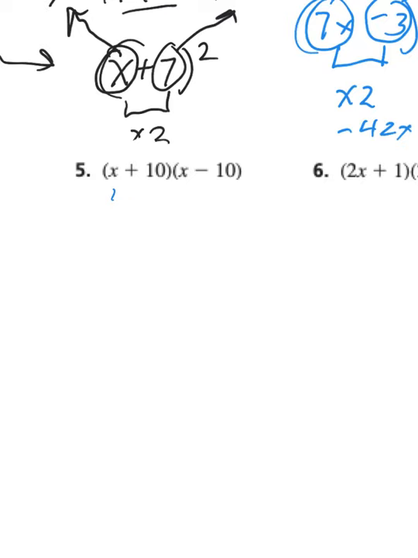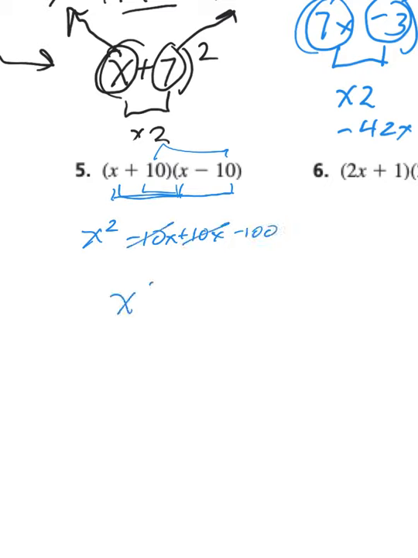So first terms is going to be x squared, and then outside terms minus 10x, inside terms plus 10x. And then the last term is going to give us negative 100. So you'll notice that these cancel out. I get x squared minus 100. Hopefully this is looking familiar to you.